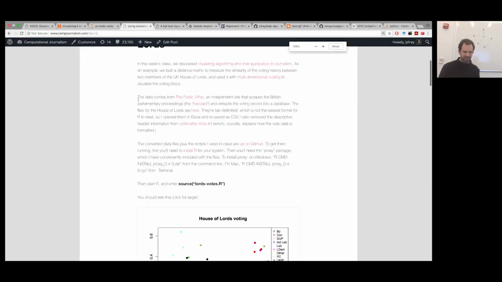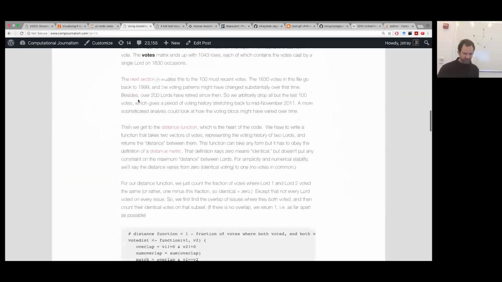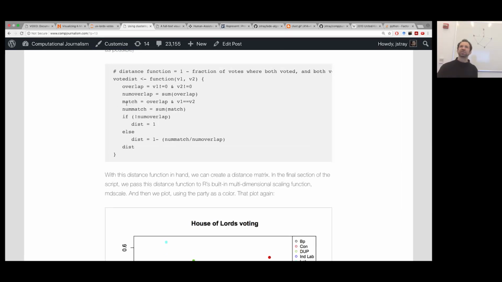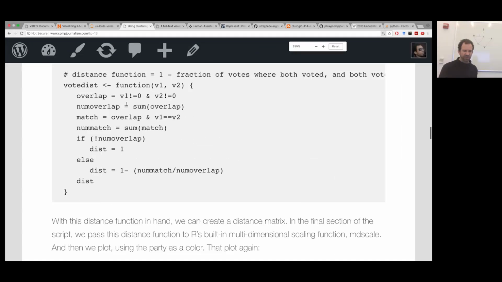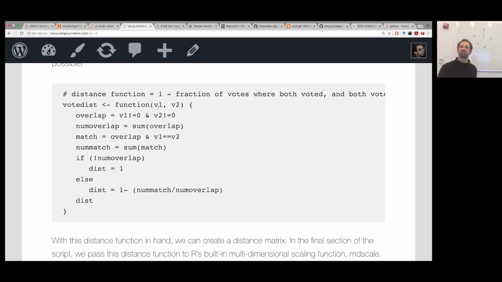So if you look at this original post, I don't think I have the code. Yeah, here we go. This is the distance function I used. And if you stare at this for a few minutes, maybe you can convince yourself that this follows the rules of the distance function.